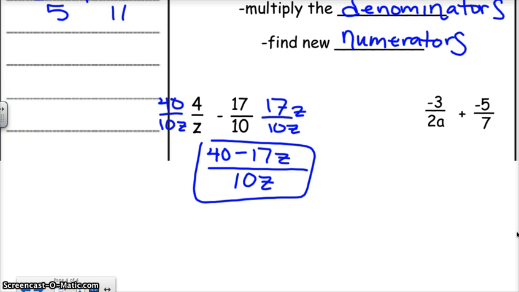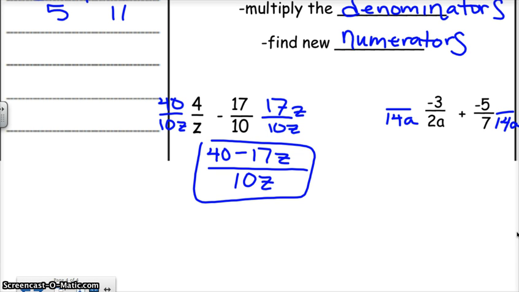All right, stepping it up again. Negative 3 over 2a plus negative 5/7. I don't know what the common denominator is, but I know that I can multiply them together to create one. So what's 2a times 7? 14a. Thank you, Austin. 14a is my common denominator.